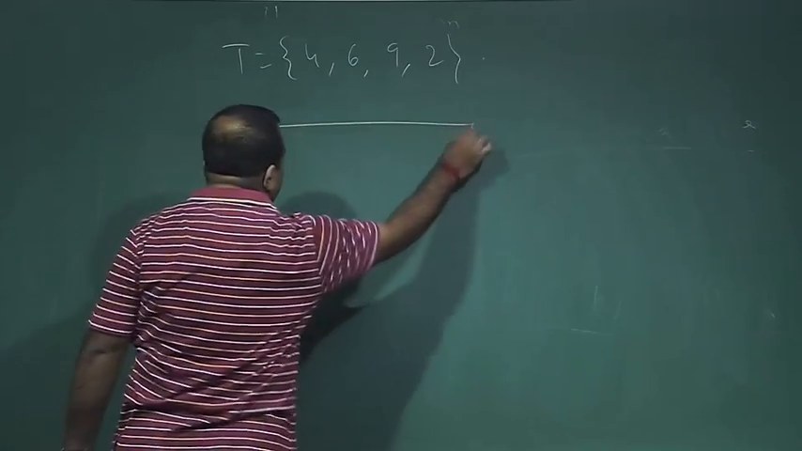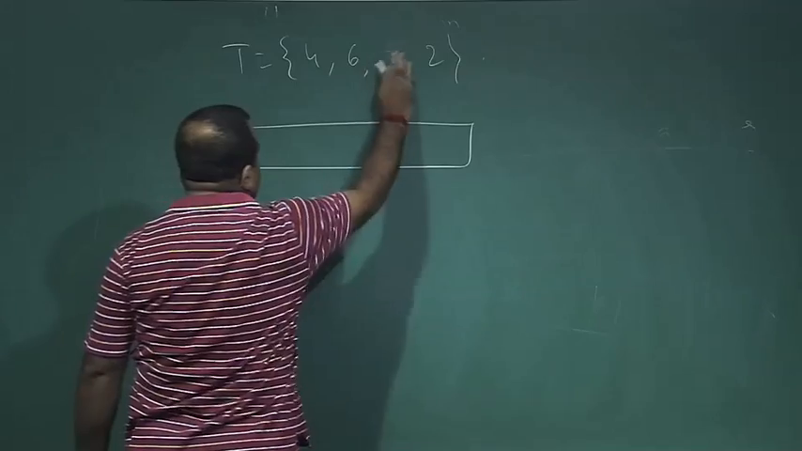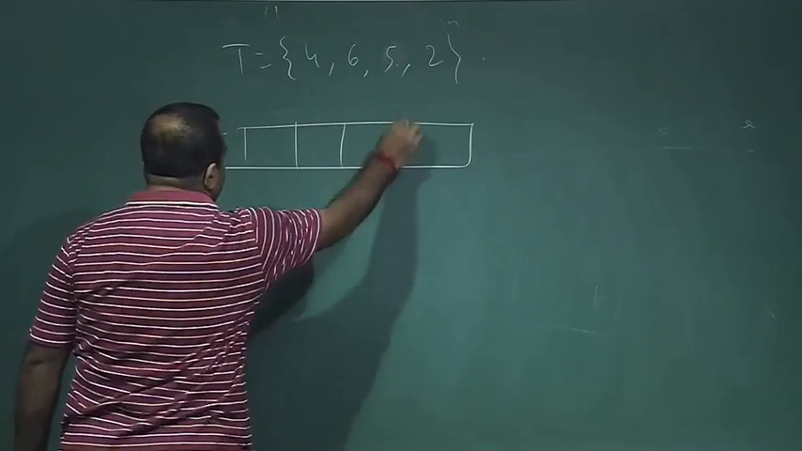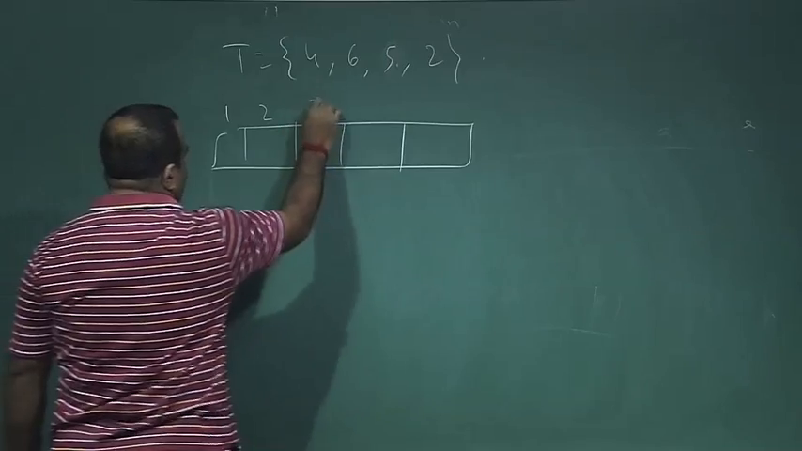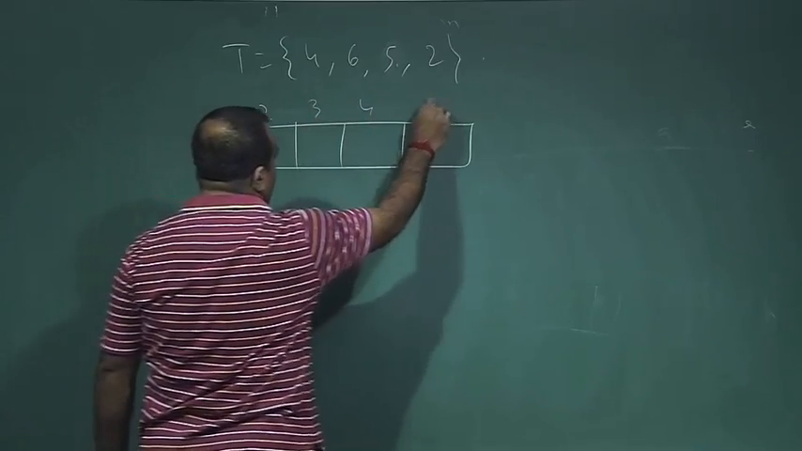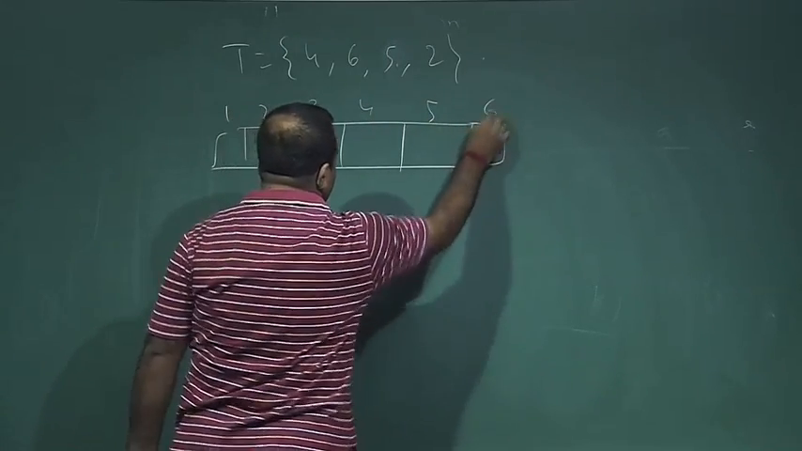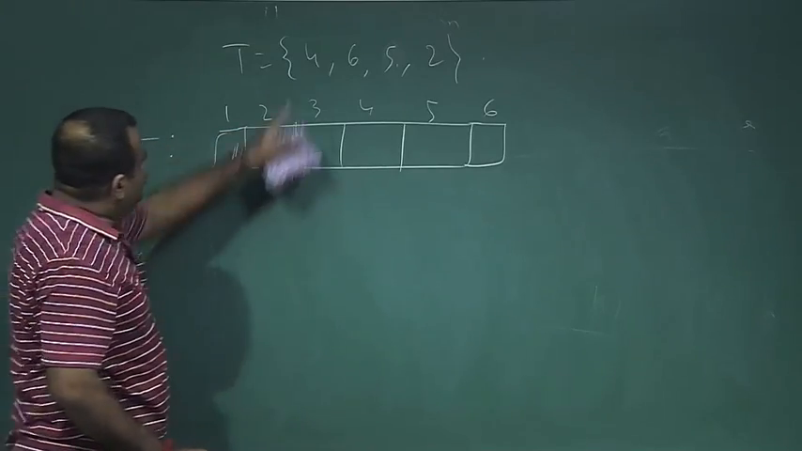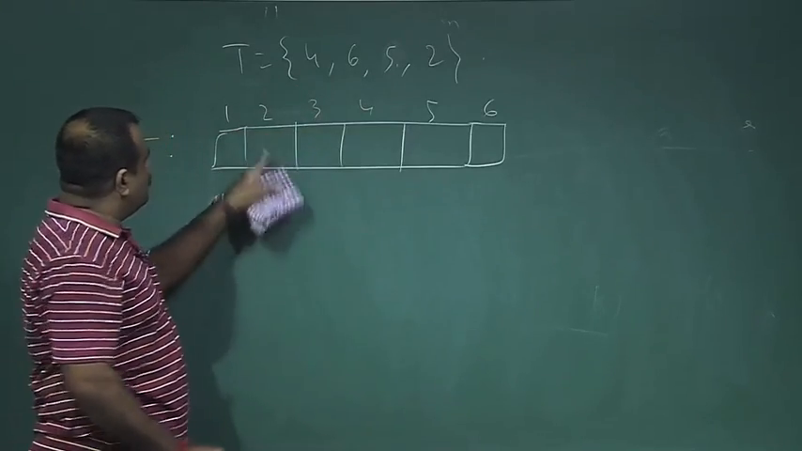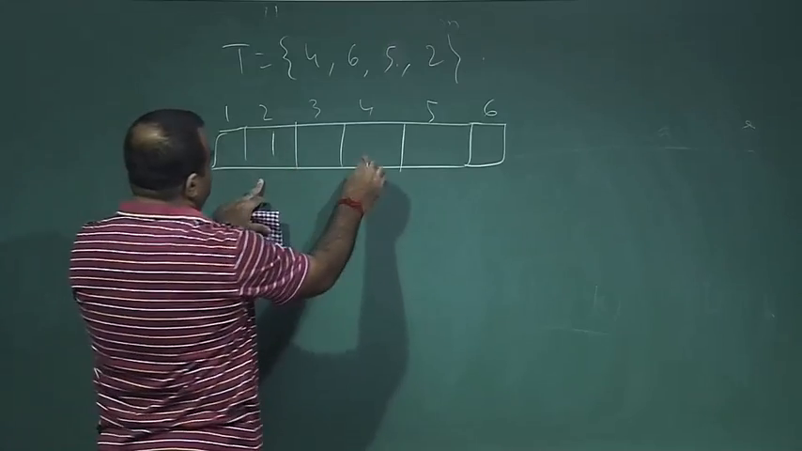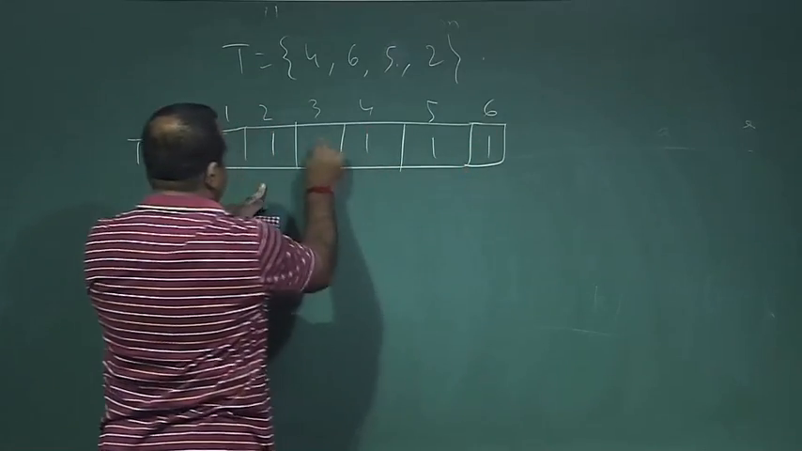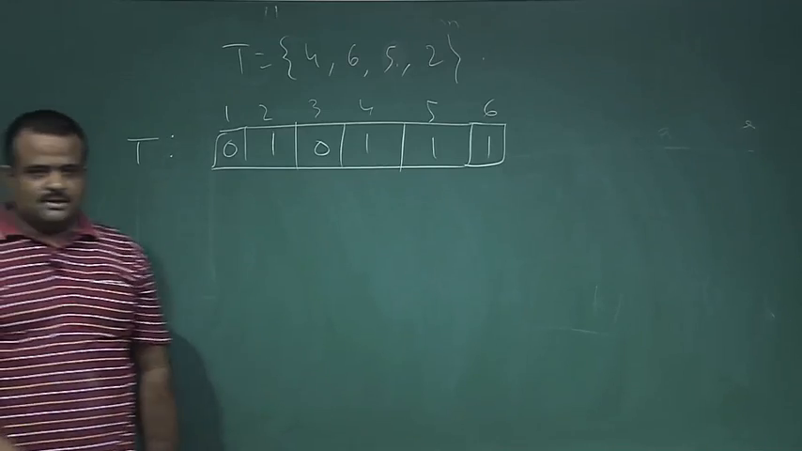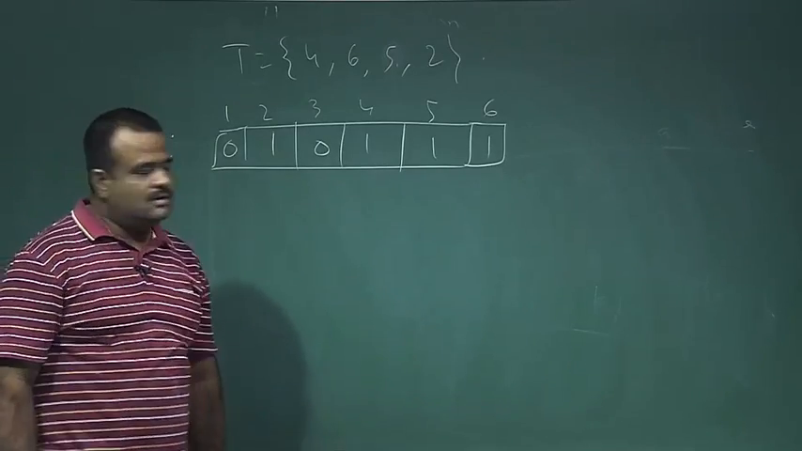So what can we do? We can have, say, the largest key 6, so we can have an array of size 6: 1, 2, 3, 4, 5, 6. If a record is present, we will put 1, otherwise we will put 0. So this is just a direct access table, or just a bit vector.